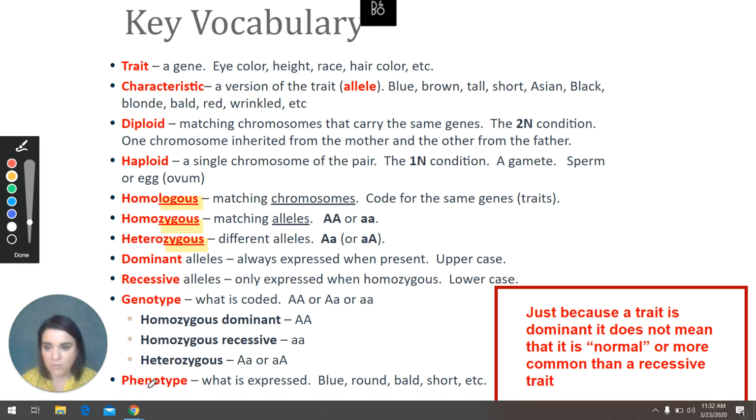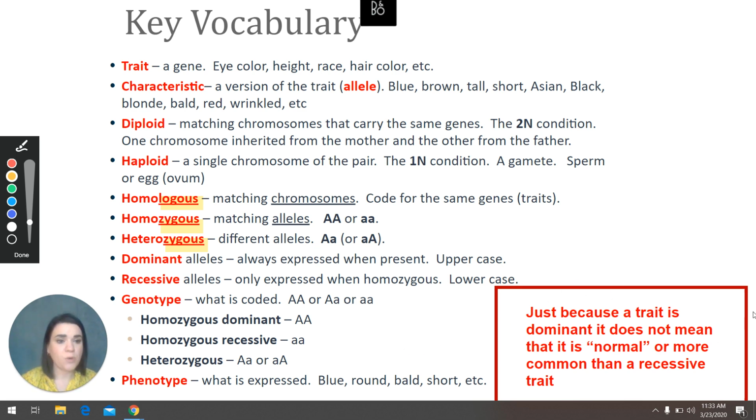Phenotype, think physical. Phenotype, physical. That's the physical characteristic of a trait. What is expressed in pea plants? That is the purple or the white flower. It is tall or short. That is the phenotype. So you can have different genotypes, right? Because you could have heterozygous and homozygous dominant actually have the same phenotype. So you have to remember that the genotype and the phenotype are not necessarily always going to match up, as far as the ratio and numbers of those two.